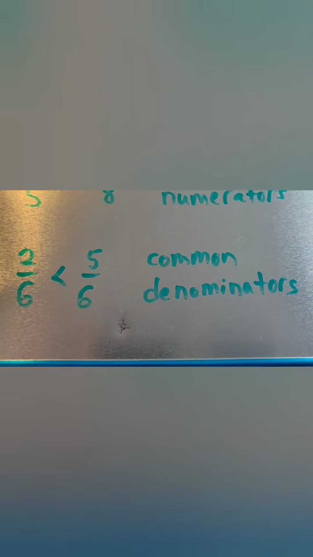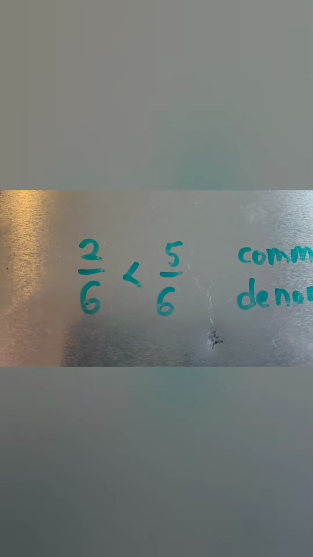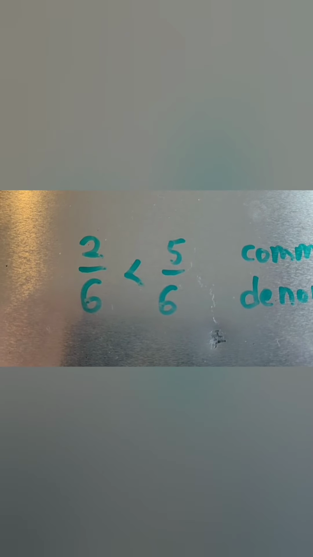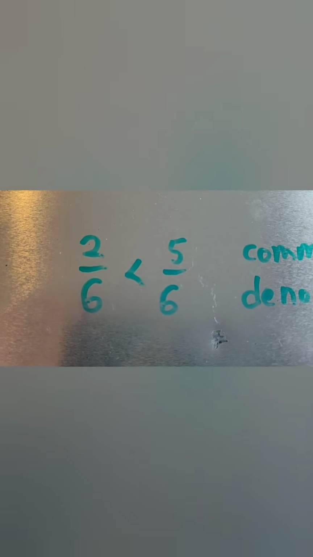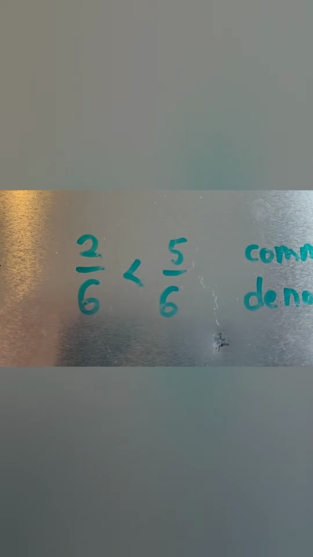So here we're going to be talking about common denominators. Notice the fractions 2/6 and 5/6. Well, they have a common denominator because they both have a denominator of 6. And that means they have the same denominator. Another way of saying they have the same denominator is they have a common denominator.